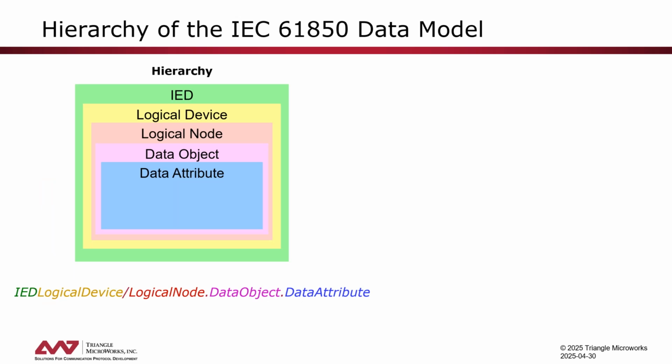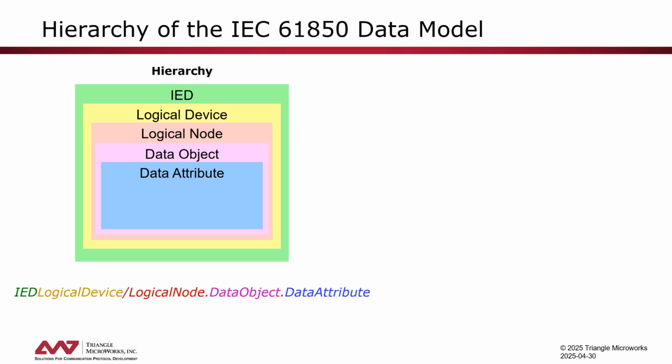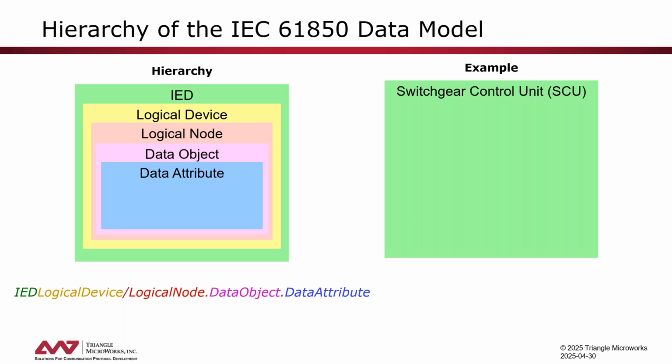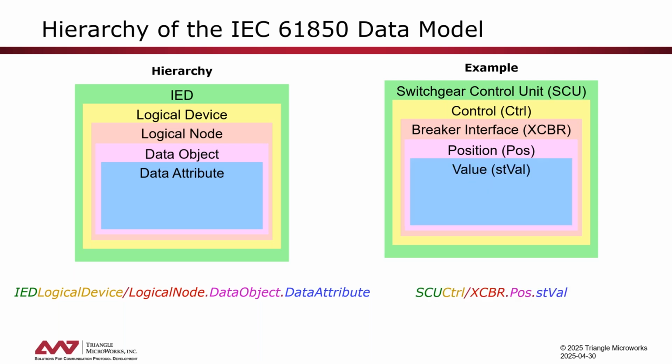A refresh on the data model: as Jackson has mentioned, the data model is hierarchical, as you have seen. We have the IEDs. Within the IEDs, you have seen logical devices, logical nodes, data objects, and data attributes. In the example that Jackson has just shown, we have the switch control unit, the SCU. We have then the logical device, which was the control. We have the breaker interface, which was the logical node XCBR. We have the position, and in the position we have a data attribute STVal, which really carries the value.